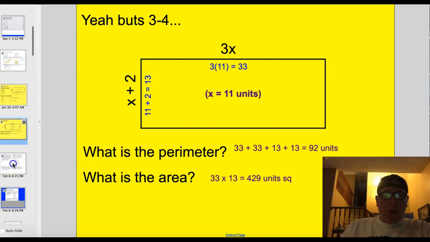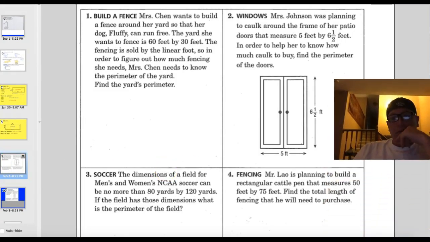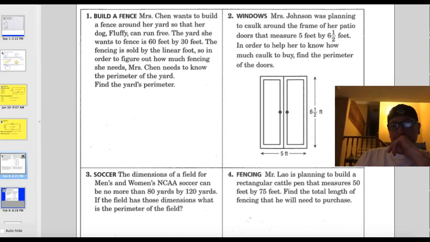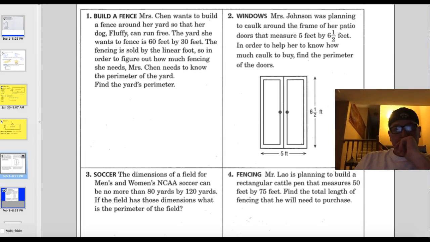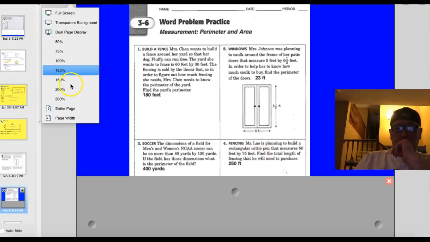All right, 4 word problems for you to work on your own. I'll give you a couple minutes to pause the video. Go ahead and work through those. Should take you less than 5 minutes. Here are your answers. Make these a little bit larger so you can see them a little more clearly.